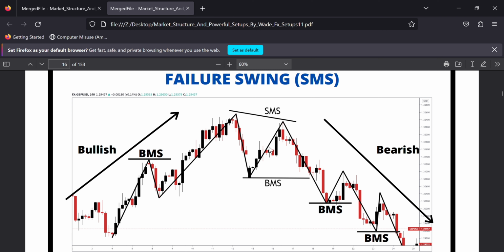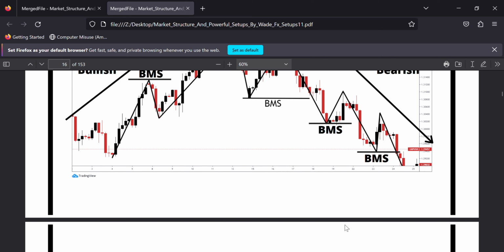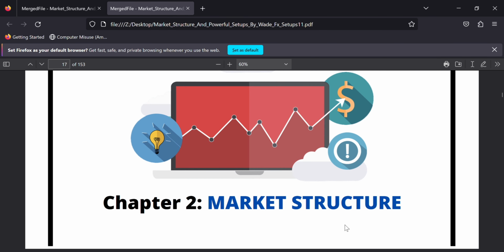As you can see here, the market failed to break the structure up, making an SMS, then it started breaking structure down, as you see, then this became a BMS. The market retraced to the Fibonacci OTE levels, then again broke the structure down, making this a BMS. Market retraced, then made another break of structure down below.